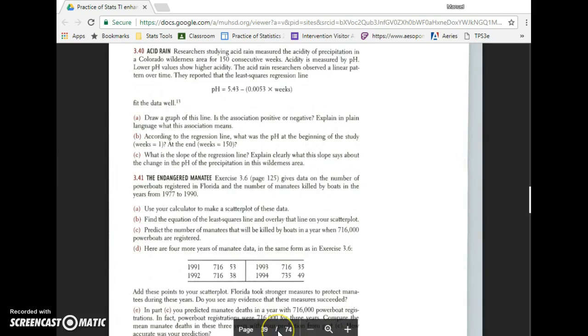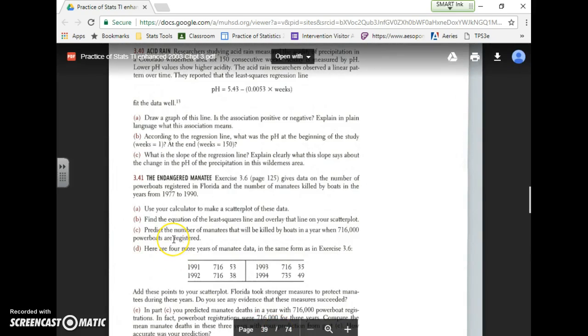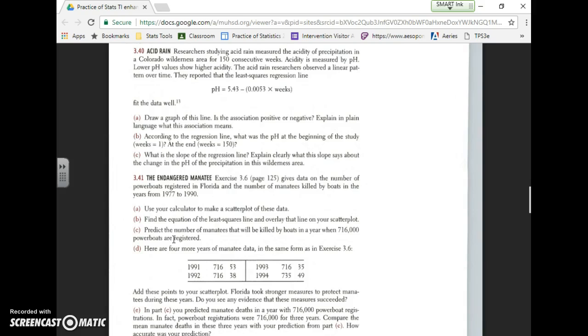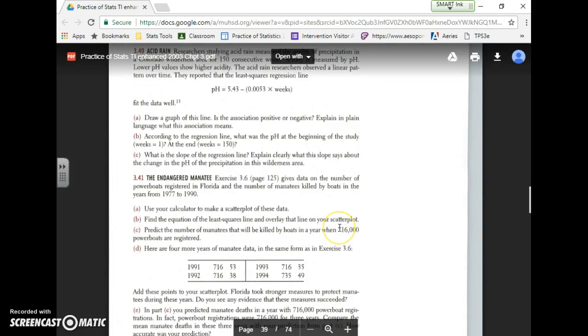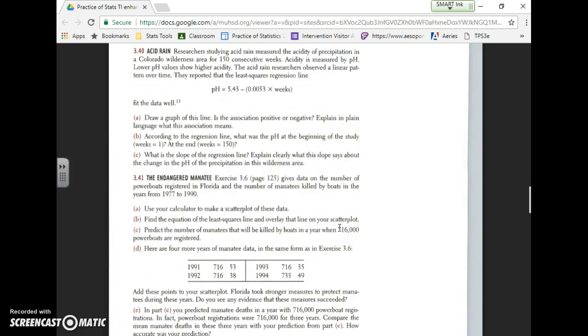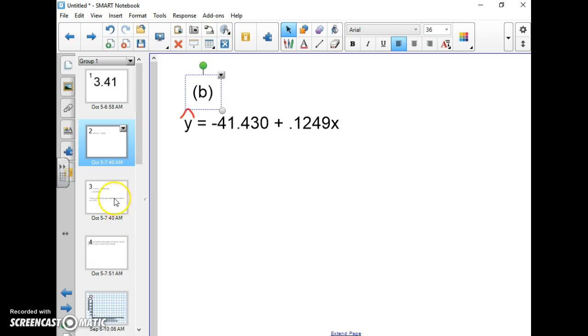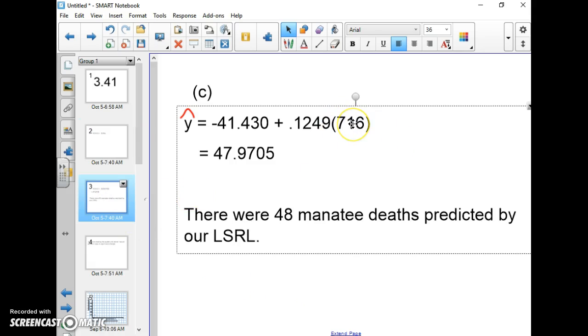Now, C asks you to predict the number of manatees that will be killed in a year if you have 716,000 power boats registered. So there's two ways of doing this. There's a calculator way, and there's doing it by hand. If you were to do it by hand, all you have to do is substitute 716 for X, and you would get something like this. When we're actually talking about something concrete, something physical, you do want to round. So this right here, I would round to 48 manatees because that's the closest. So 48 manatee deaths would be predicted by the least squares regression.